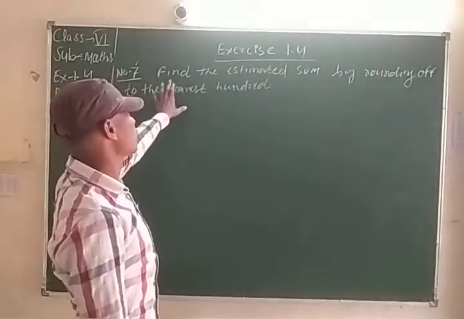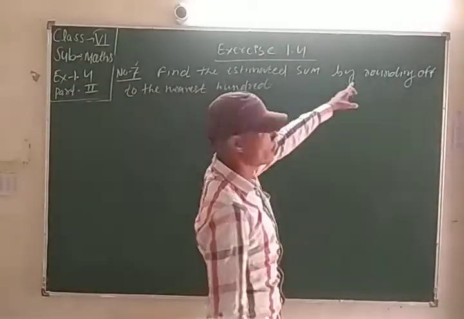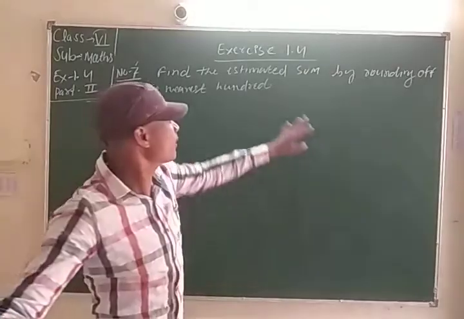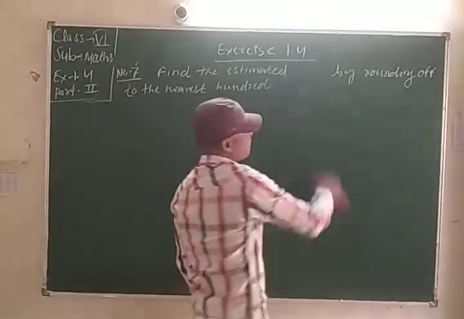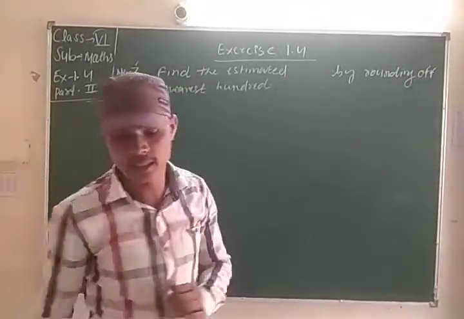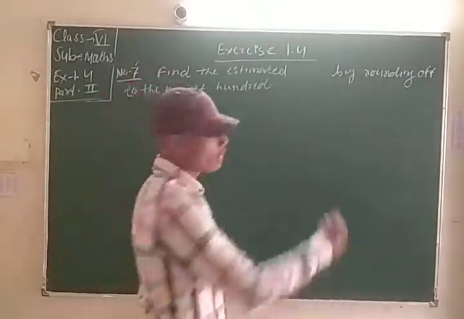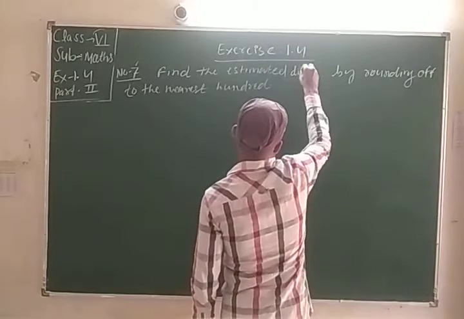Now what is the question? Find the estimated sum by rounding up. Estimated sum, already we know about this. Now here we learn the estimated difference. Number 7 is estimated difference. Difference means minus. So today we learn estimated difference.